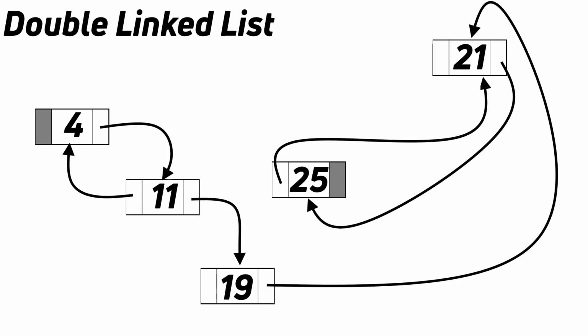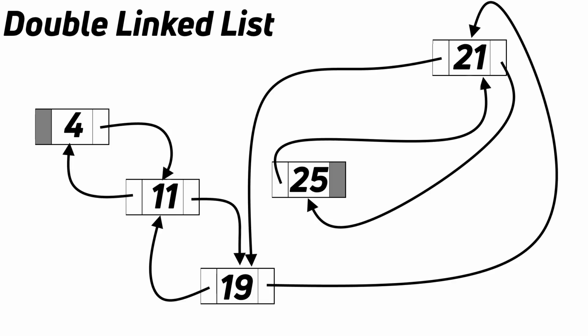21 used to point back to 11. Well, actually, we just get rid of that, but save it. And now what we say is 19 points back to 11, using that saved pointer. And now 21 has to point back to 19. And so now we've inserted 19 into our list.